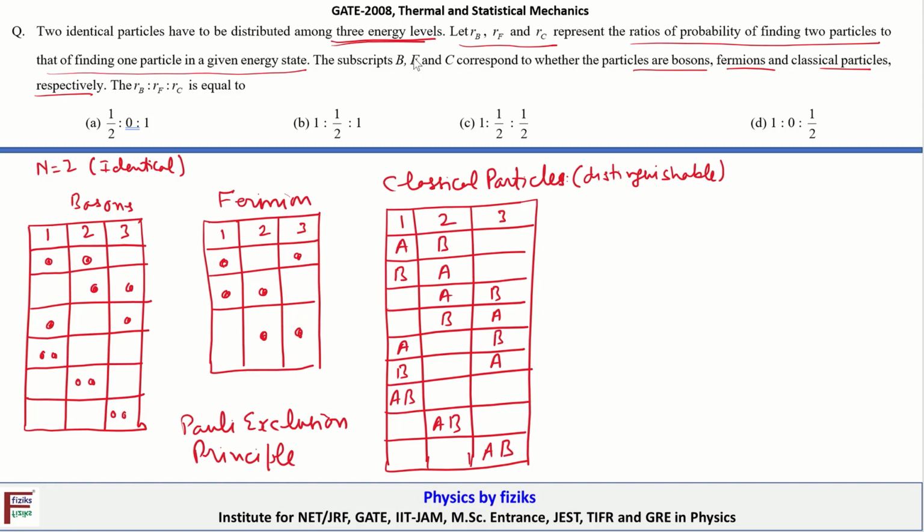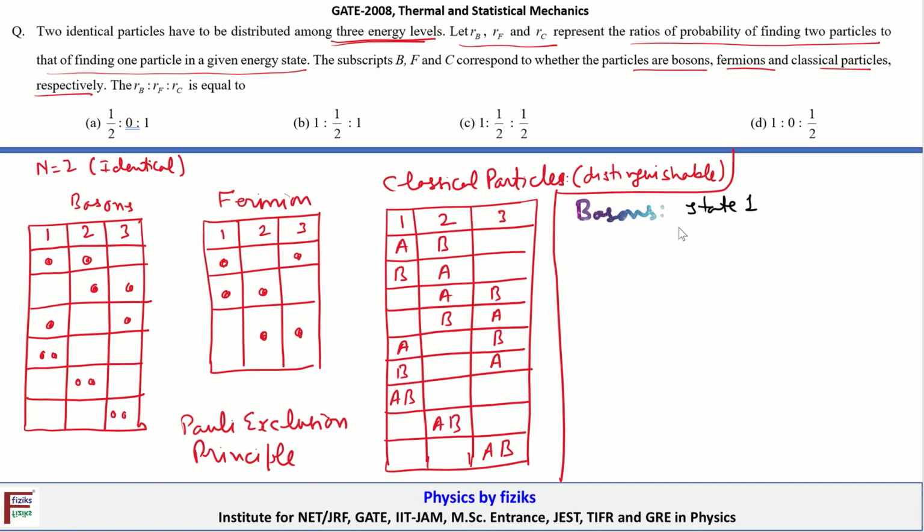Okay, now we have to find the ratio of the probability of finding two particles to that of finding one particle in a given energy state. So now let's continue our discussion with the boson first. Okay, so for boson, let's talk about the energy state 1.